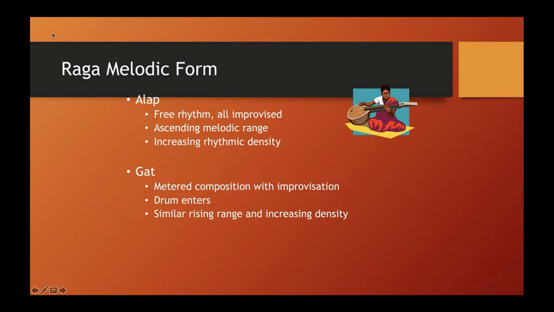That gat is sort of like the hook or the riff that is the centerpiece for this piece. So you'll hear the sarod or the sitar keep coming back to that in between improvising and leaving space for the tabla, the other musicians, to also improvise. You will hear the gat played twice in our recording, and at the end of the second time the gat is played, you'll hear the tabla enter. And at that point, the piece continues to rise in range and increasingly get more rhythmically complex.